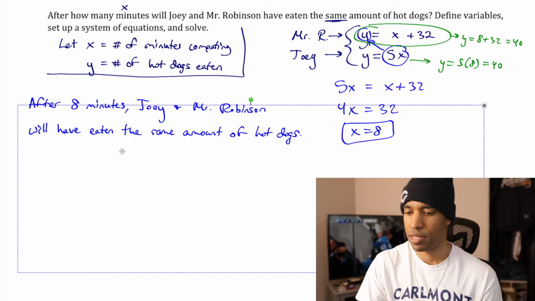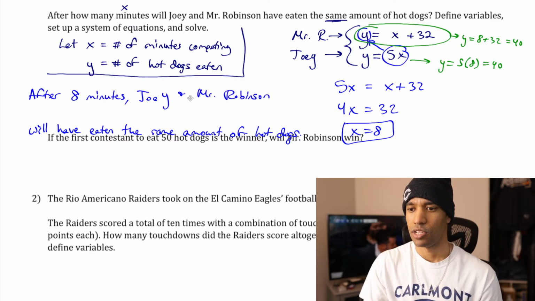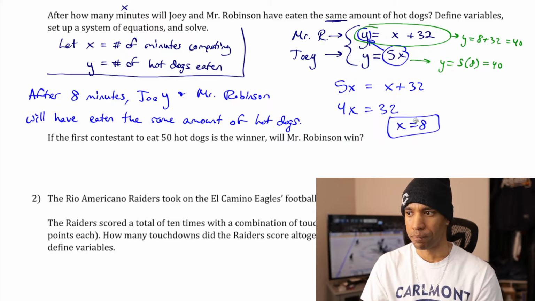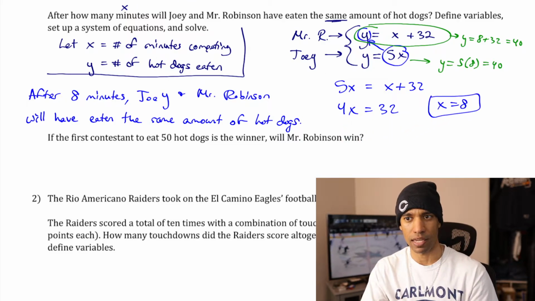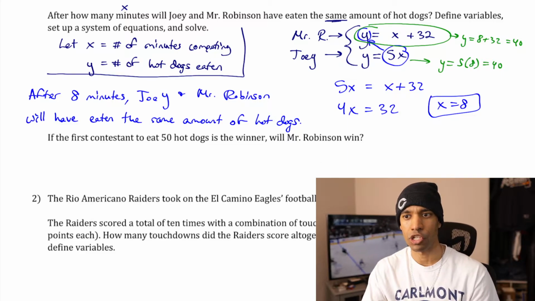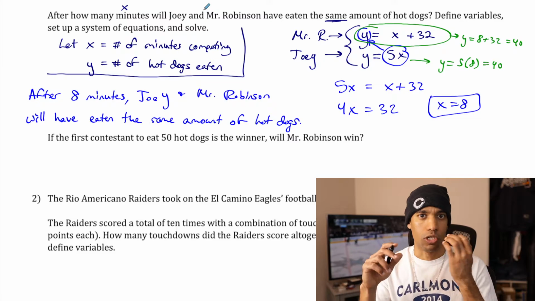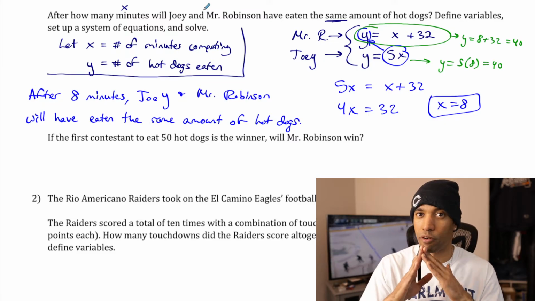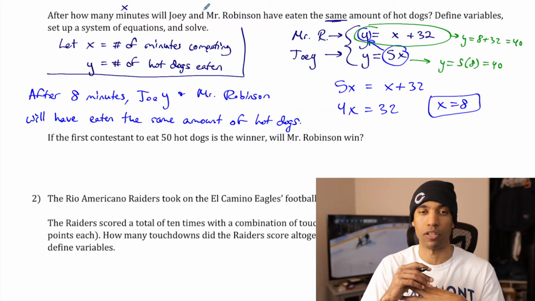All right, now the next question comes into play. If the first contestant to eat 50 hot dogs is the winner, will Mr. Robinson win? Now, there are a couple ways you can do this, but the main point that I wanted to make here, I really should have said explain, show, or something like that. But here's the thing. Joey eats at a faster rate than I do, and Joey matches me before 50 hot dogs have been reached. If we saw this on a graph, it would probably make a little bit more sense.